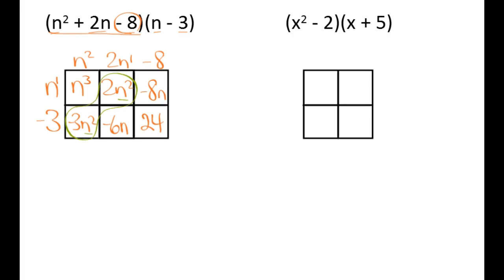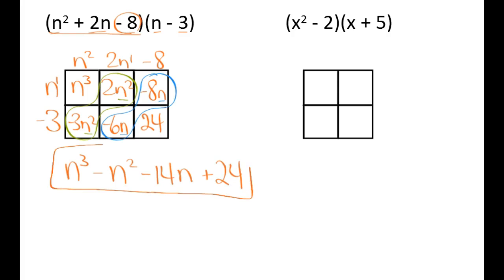Choose a different color here. And then N and N, they combine. There's 2 peanuts. Alright, so then we get N cubed. And then I'm combining negative 3 and 2, I get negative N squared. I combine negative 6 and negative 8, I get negative 14N, and then a positive 24. So it turned into a 4-term polynomial answer.